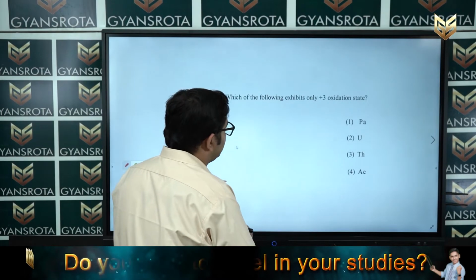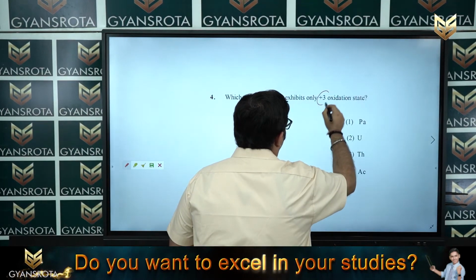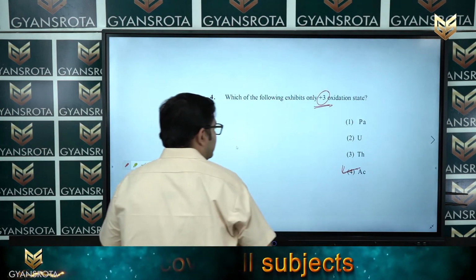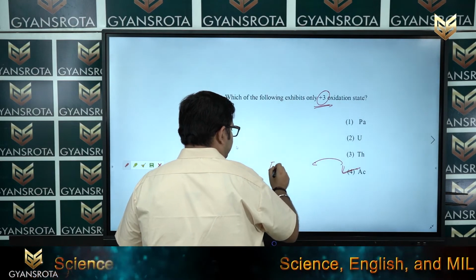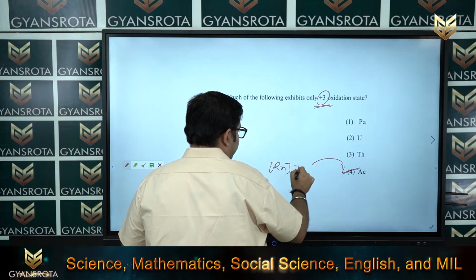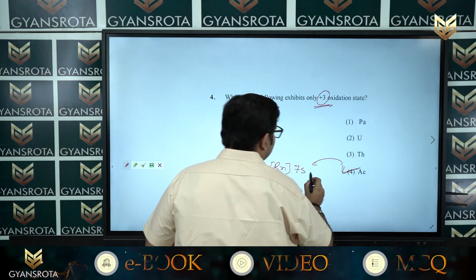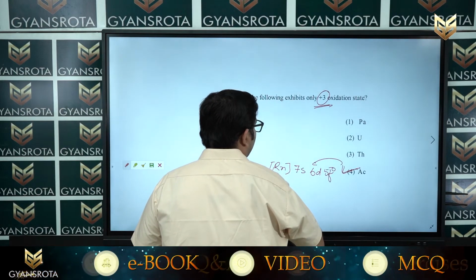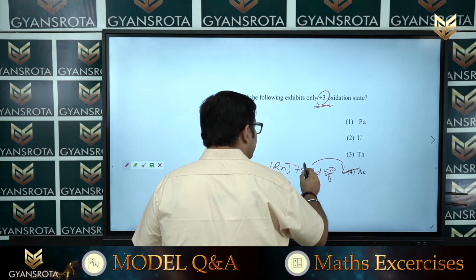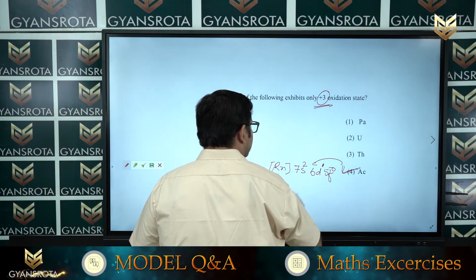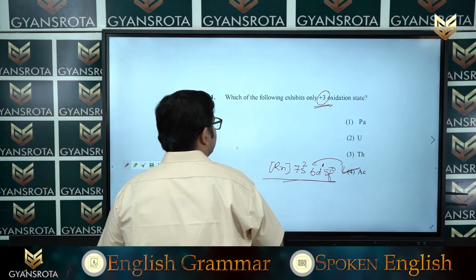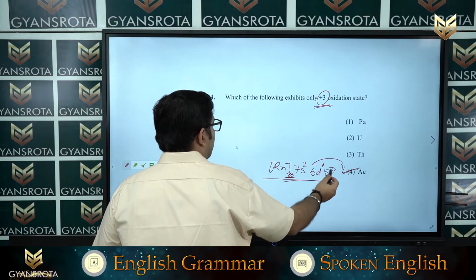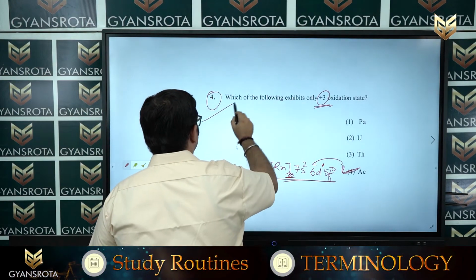Now, this question is a direct question. Which among them shows only the +3 oxidation state? Your option is the fourth option, that is actinium. What is the configuration here? That is radon 7s2, 6d1, and 5f0. So this is the electronic configuration of actinium. So your option number 4 is the correct answer of question number 4.